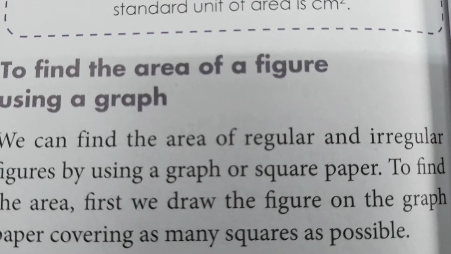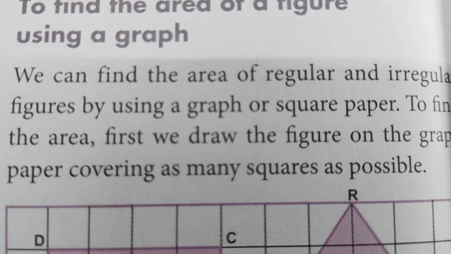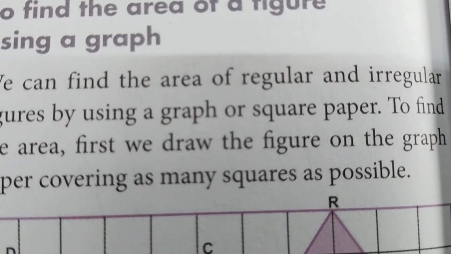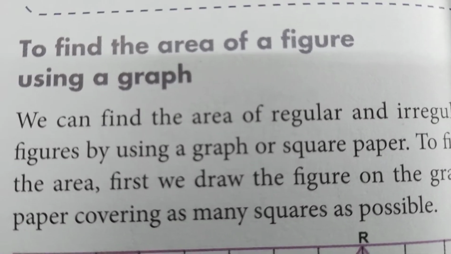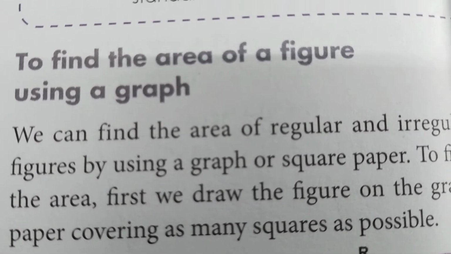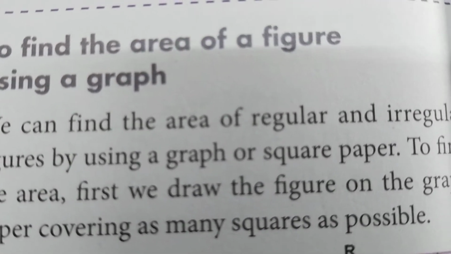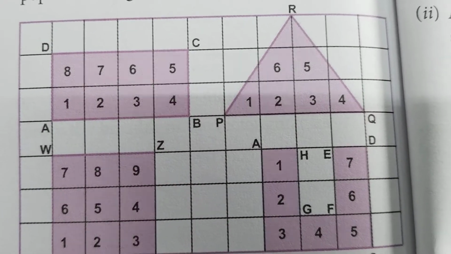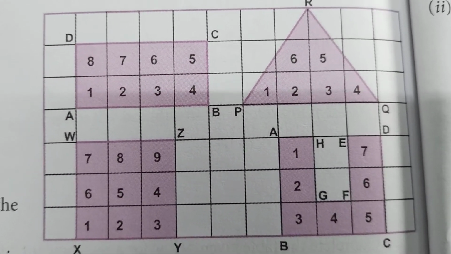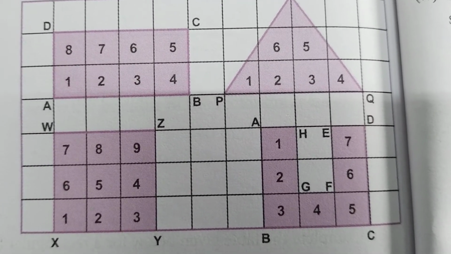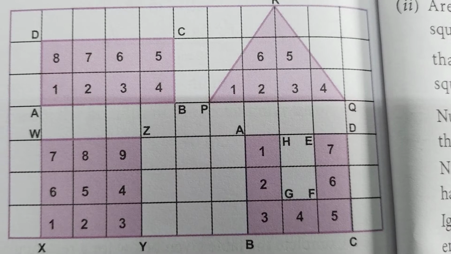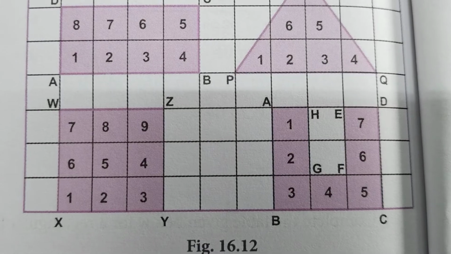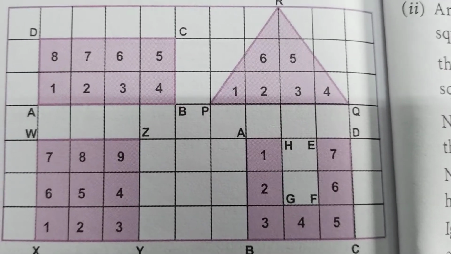Finding area. To find the area of a figure using graph paper, we can find the area of regular and irregular figures by using graph or square paper. First, we draw the figure on the graph paper, covering as many squares as possible. How to use the graph sheet? ABCD is one figure, PQR is a triangle, WXYZ and WABCD are more, regular and irregular shapes. How to find the area?